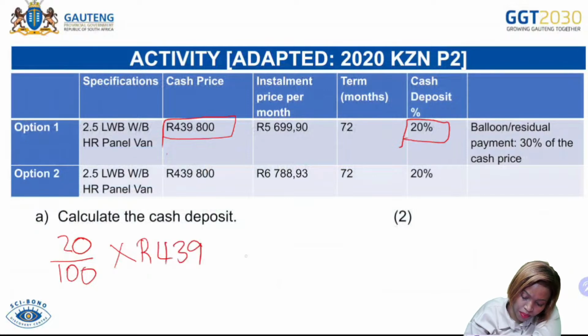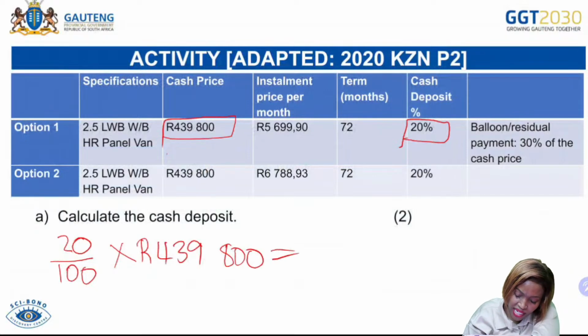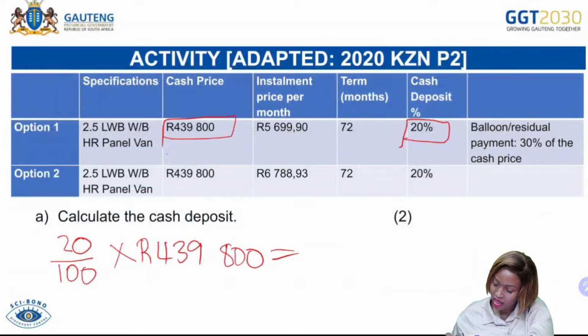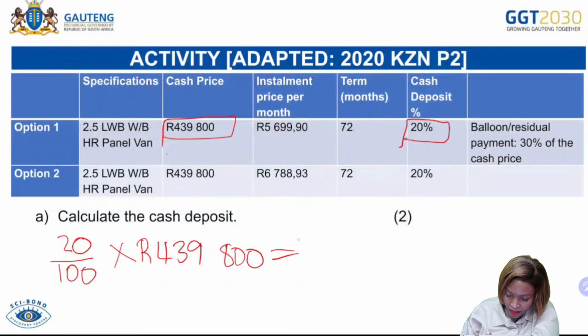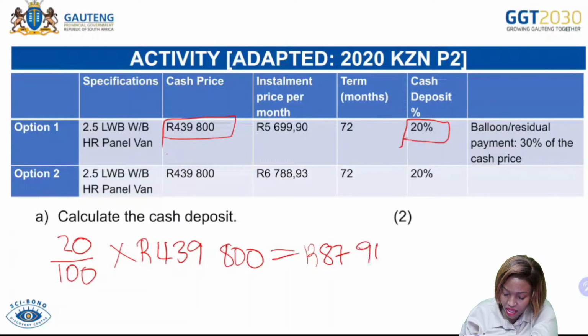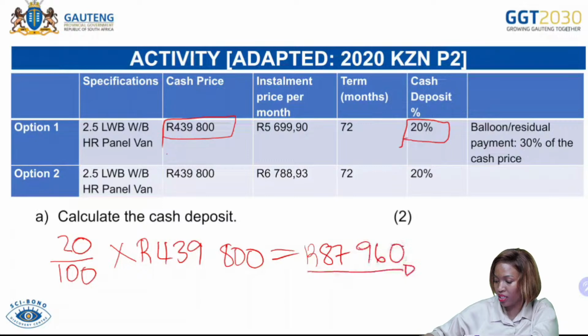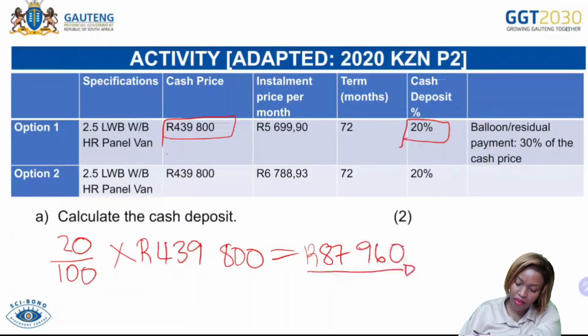By 439,800. Let us punch this in our calculators, guys. It is 20% multiplied by 439,800 rands. And the answer that I'm getting there is 87,916. So this is the deposit that this person was expected to pay. I want to write it down because we might need it in the next questions. That is the deposit that they must pay upfront before they can get the car.